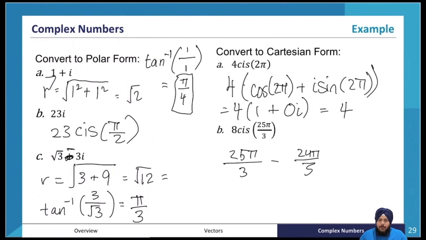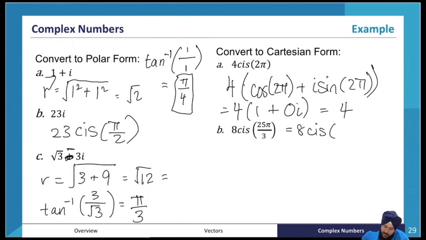So just subtracting minus 24 pi over 3, which is just subtracting 8 pi, we'll get to the exact same spot, so it doesn't matter. We will just get pi over 3. So basically 25 pi over 3 is the same as pi over 3. So we can just write this as 8 cis pi over 3 as opposed to 8 cis 25 pi over 3.